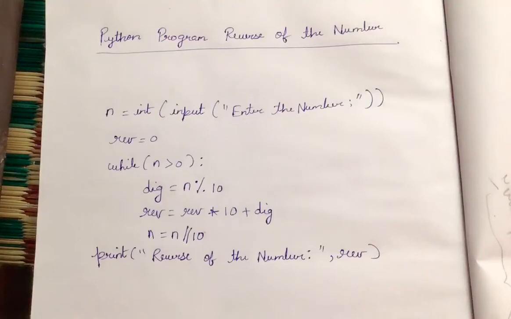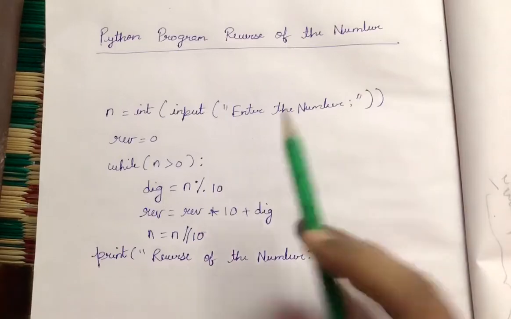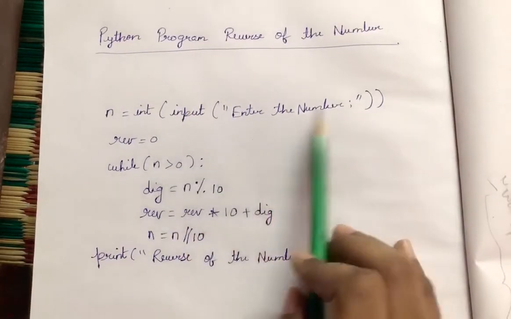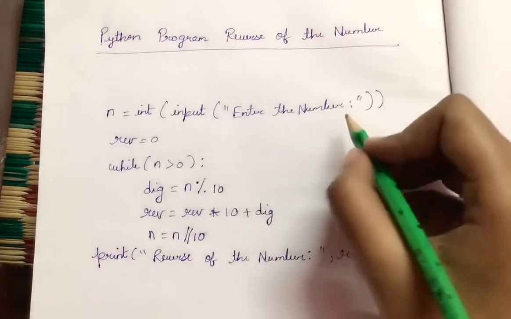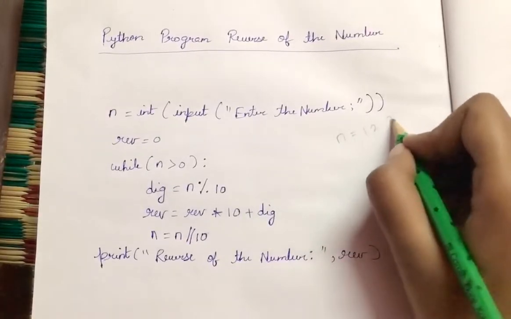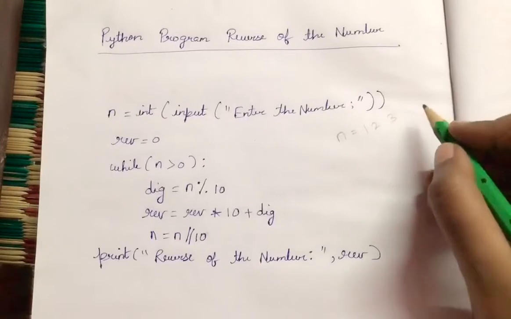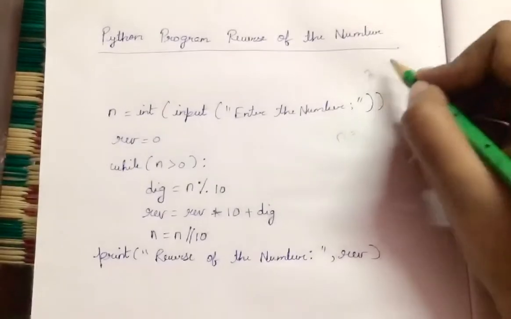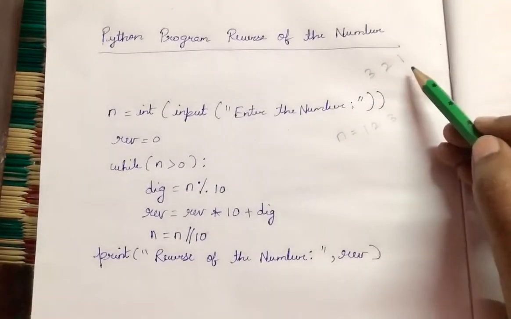Today we are going to see a Python program to reverse a number. We are getting an input from the user. Enter a number. We are the user, and we are entering n as 1, 2, 3. The output must be 3, 2, 1. This must be the output.